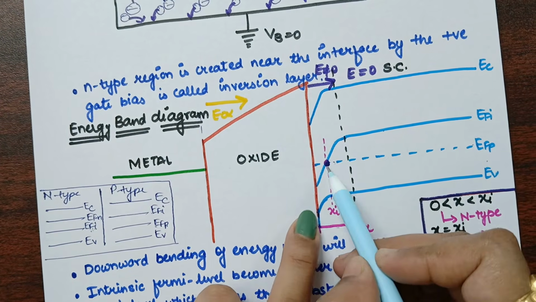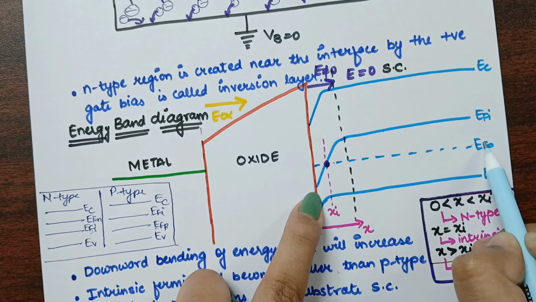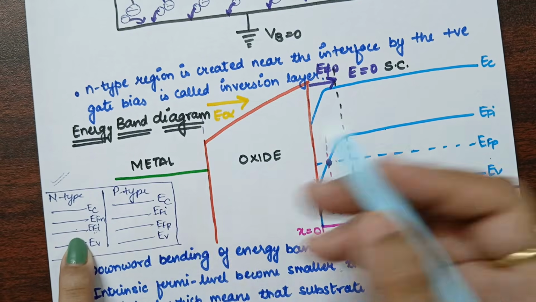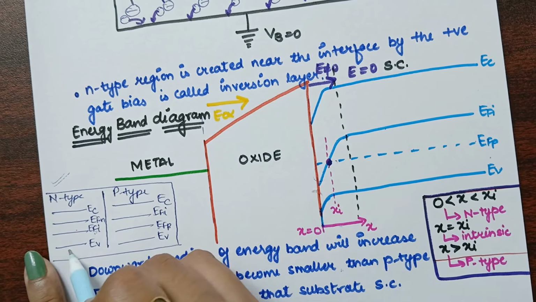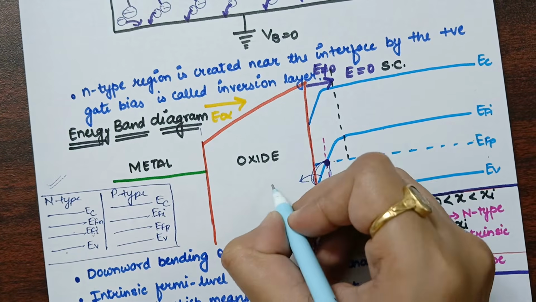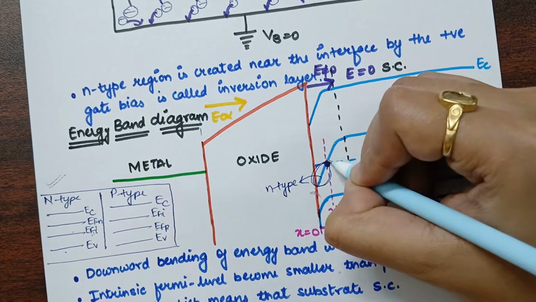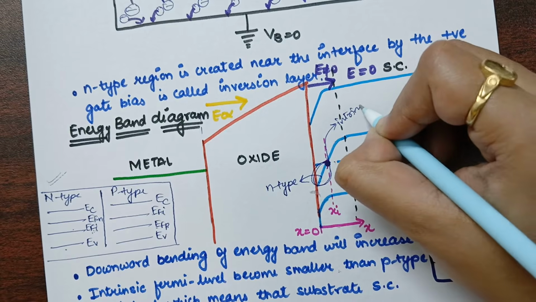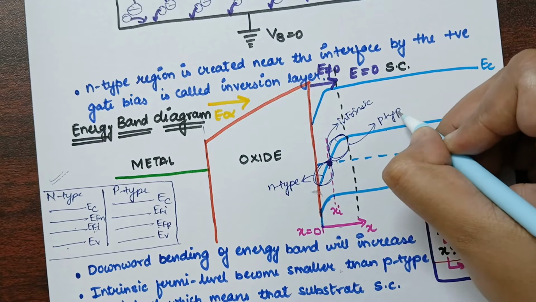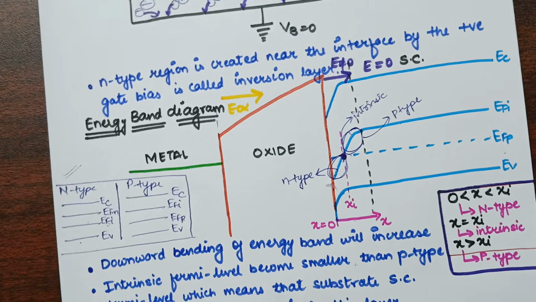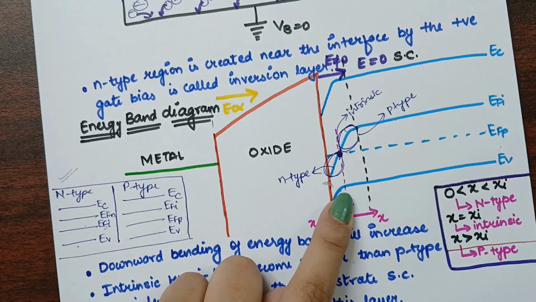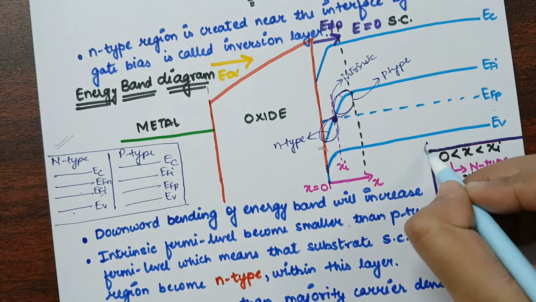Here the Fermi level is below the Fermi level of the substrate, hence it is behaving like an n-type material. You can look at this particular explanation. So this region will behave like an n-type, this region will behave like an intrinsic, and this particular region will behave like a p-type. Clear? So this is the only thing we have to remember in this inversion region. This is a very important concept. Clear? I have written this in this table.